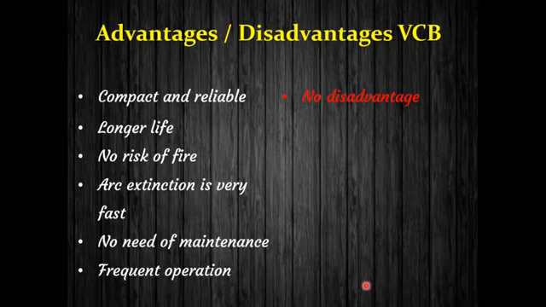As far as the advantages are concerned, the VCB has more advantages and fewer disadvantages than any other circuit breaker. The advantages include it is very compact and reliable, and has a longer life. Since it does not use any medium for arc extinguishing, there is no risk of fire. And arc extinction is very fast and there is no need of maintenance, and it is also used for frequent operation. And there are no such disadvantages of the vacuum circuit breaker.